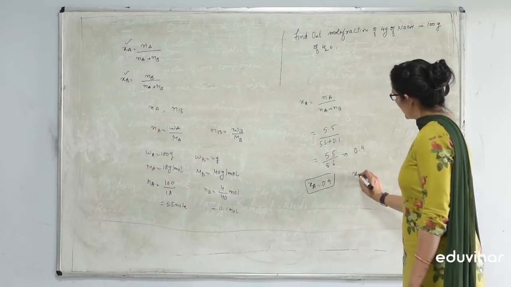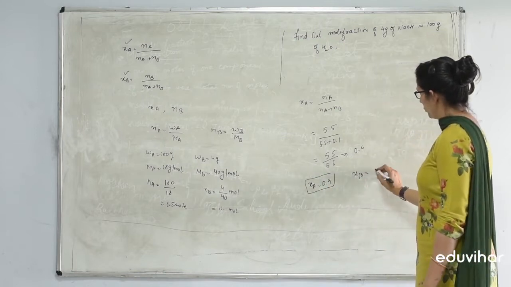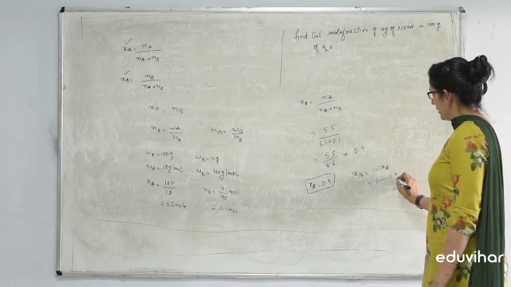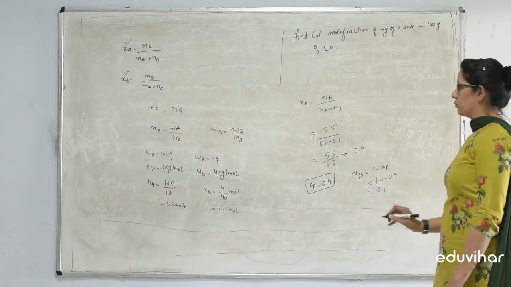Then what is the value of XB? XB is equal to 1 minus XA, that is equal to 1 minus 0.9, that is equal to 0.1.